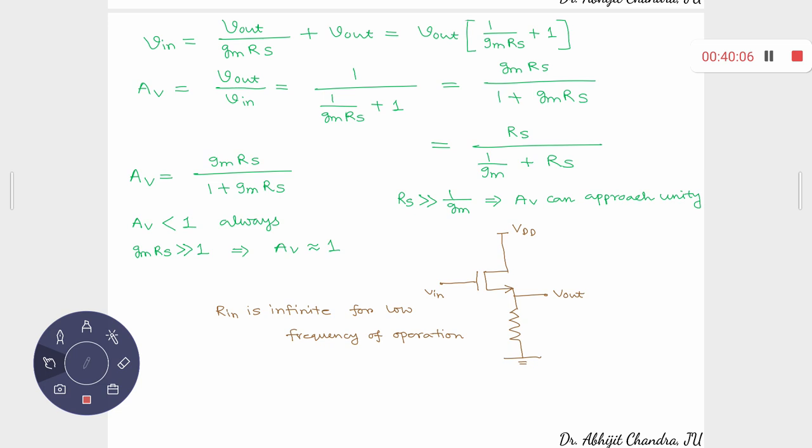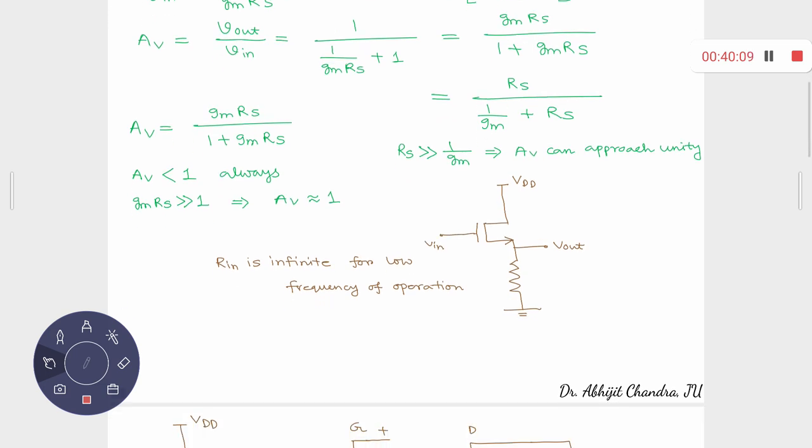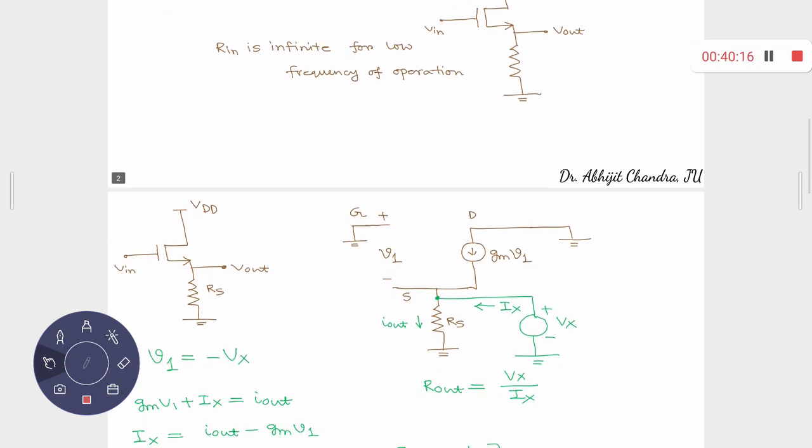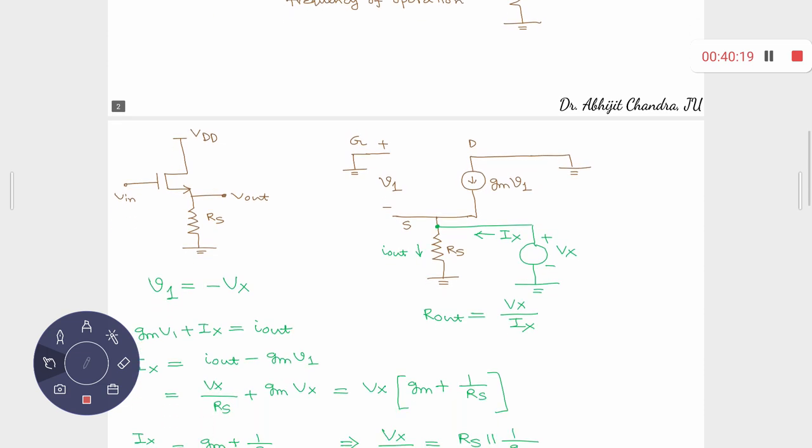What about the output resistance? That's the most important thing. What is the output resistance? The same model you have considered. You consider this to be my externally applied test voltage, with corresponding voltage Vx, and the current drawn by the circuit is Ix. For the output resistance calculation, you have to make this input voltage inactive, right?